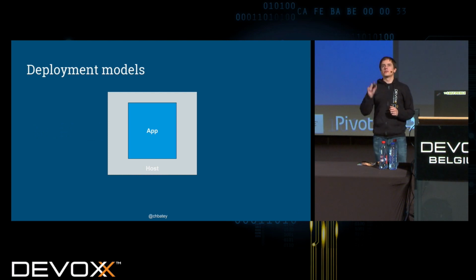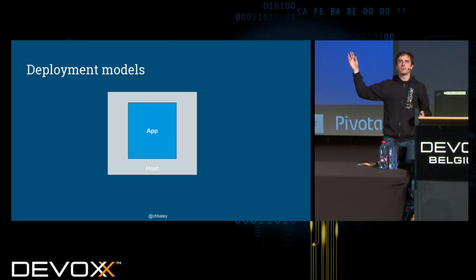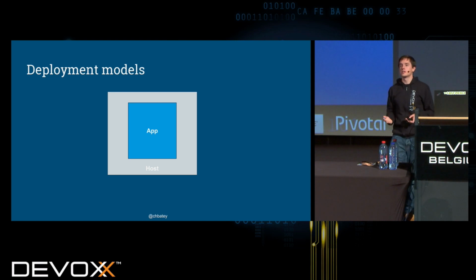How do you deploy your JVM to production right now? Who here still runs an app server? Who builds an executable jar with, say, a Jetty or a Tomcat inside? Okay, so we're still more at the app server side.